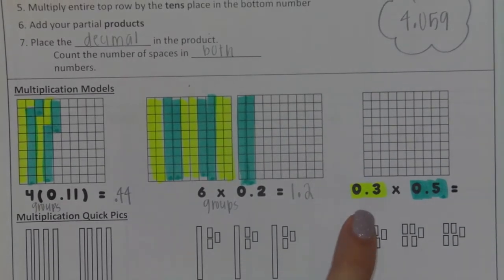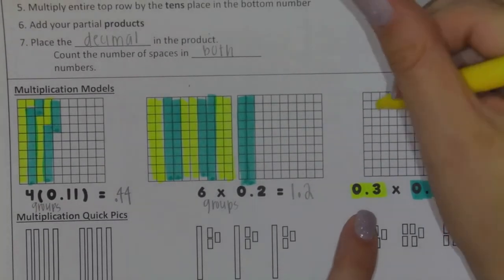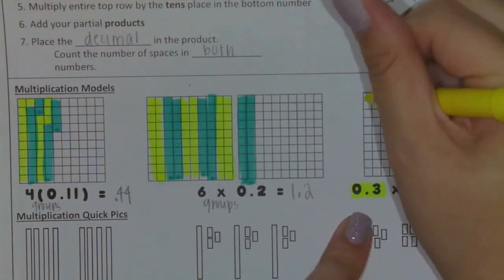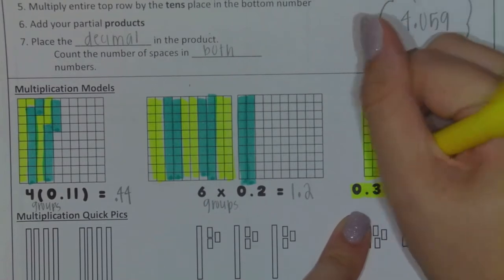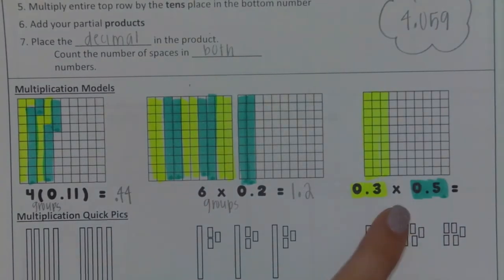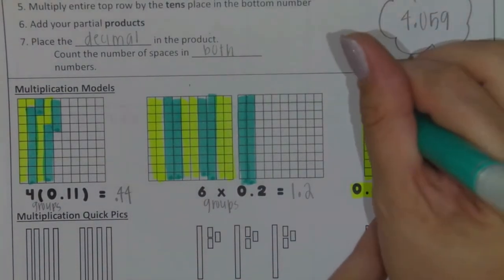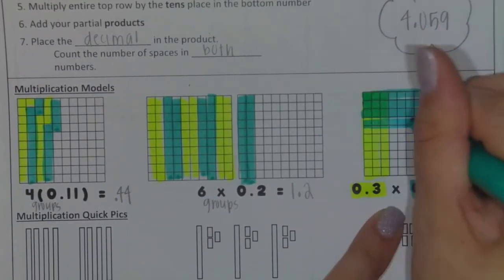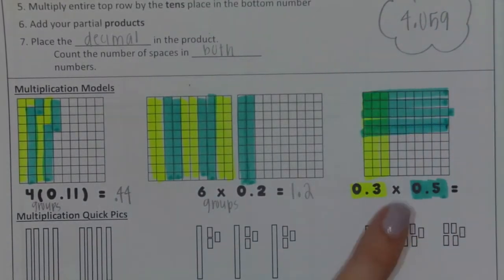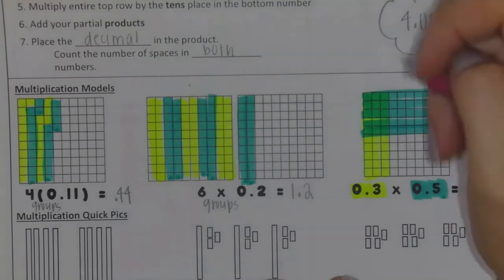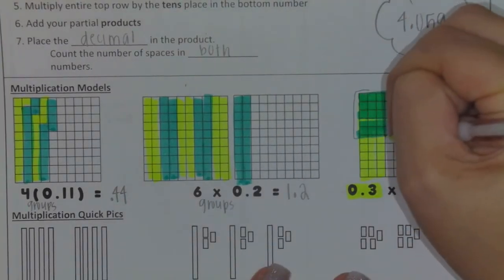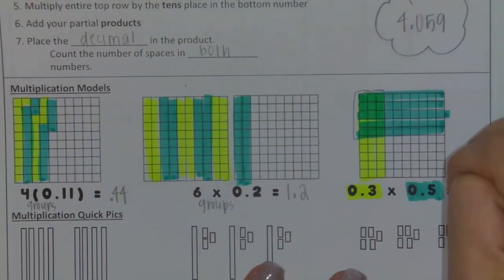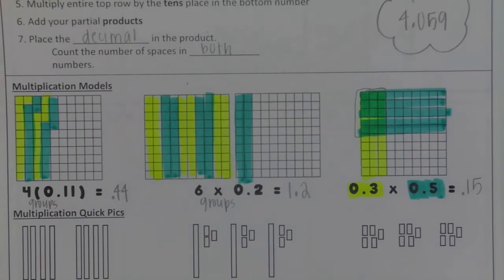Now, I'm going to make my yellow lines go vertically. So I'm going to shade in 3 tenths vertically. And then I'm going to make my 5 tenths go horizontally. And my answer is wherever those 2 colors overlap. So right here is where they overlap. And they overlap in 15 squares. So 15 hundredths is my final answer.